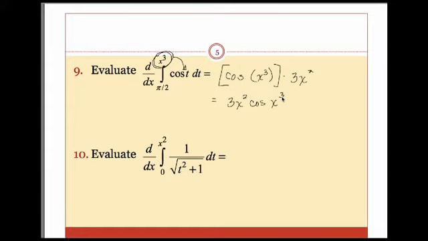So anytime the upper limit of integration is not just plain x, notice the derivative of x is 1, so technically you're multiplying by 1, which doesn't do anything. So if it's anything but plain x, you need to multiply by the derivative of that upper limit of integration. And the neat thing is it always works.